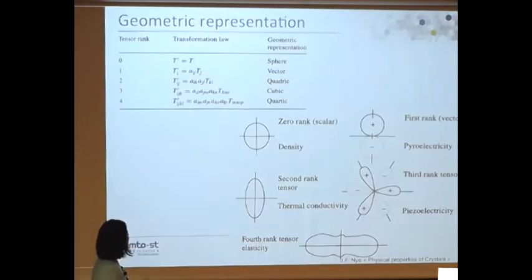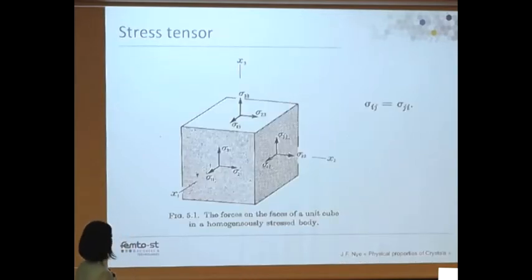There is a way to represent different orders of tensors. For the scalar it is easy, everywhere is homogeneous like a sphere. Then you have a vector. Then for second order tensors we use a quadric, like an ellipsoid, then a cubic and quartic. So we have different geometrical representations.